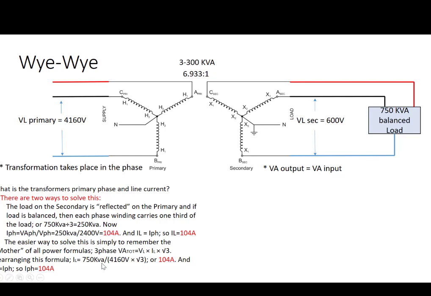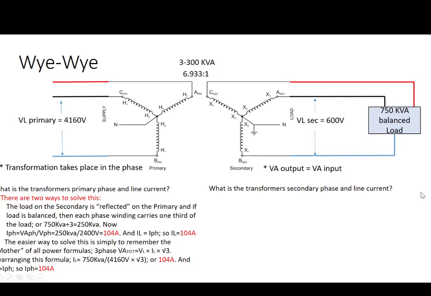So 750 kVA divided by 4160 times root 3 will give us 104 amps. This is the line current on the primary, and I line equals I phase, so the phase current on the primary is 104 amps as well. It is a little easier to use this formula and just use line values. And you'll see that this gets a little easier the more we do it.